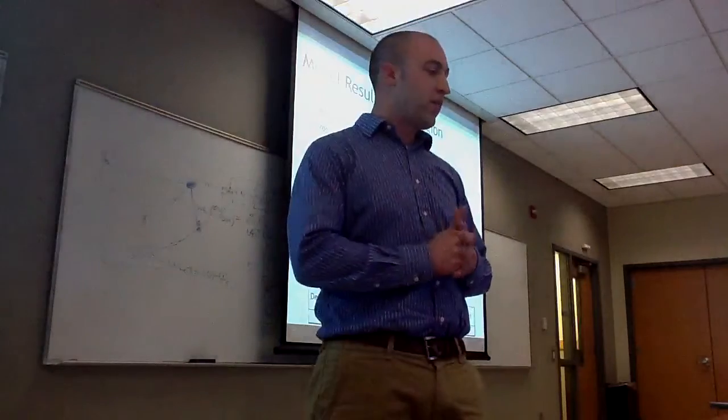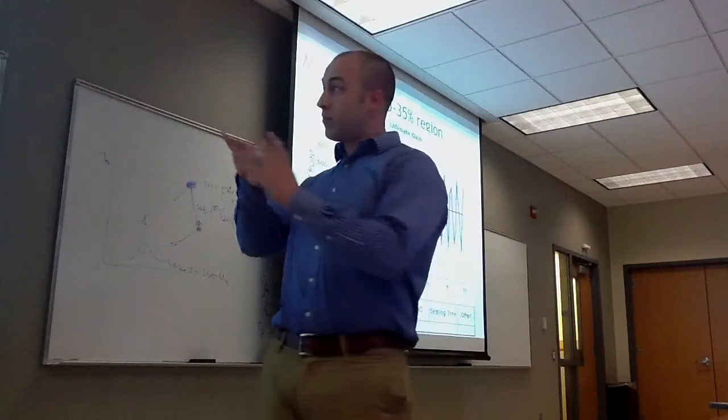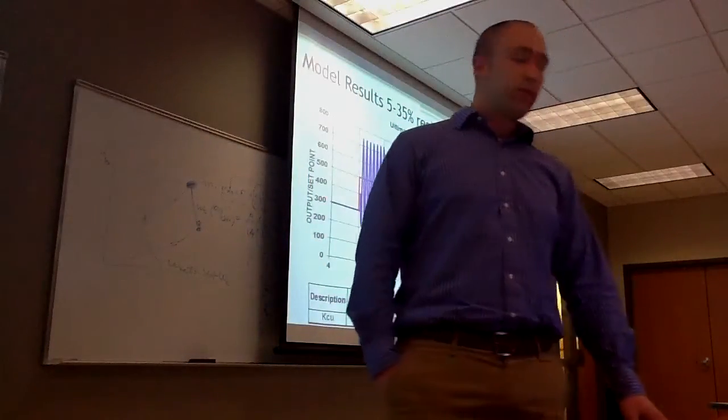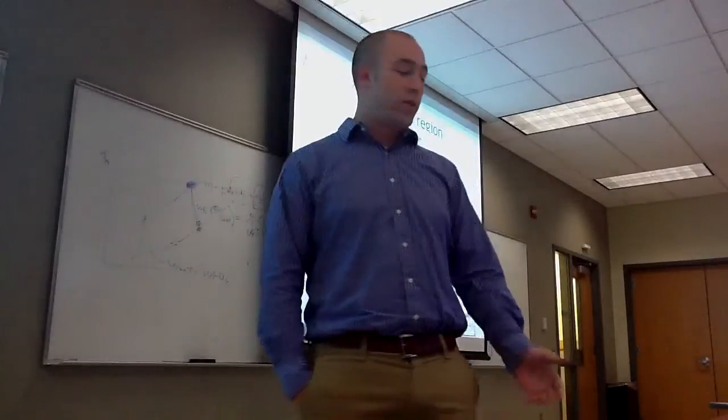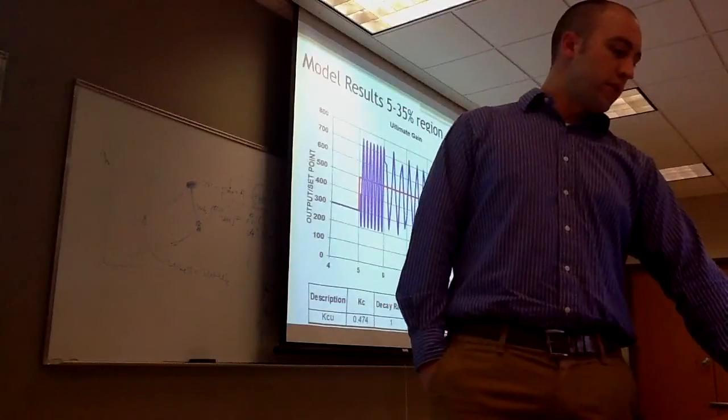Here's our ultimate gain. We know it's ultimate because it's steady oscillation. This is pretty much the same all the way down. The gain value is 0.74 with a decay ratio of 1 because it doesn't decrease over time, and it's oscillatory.